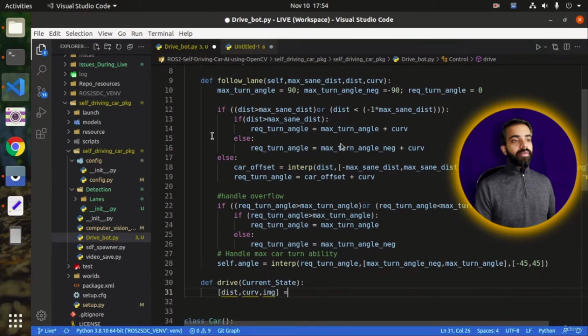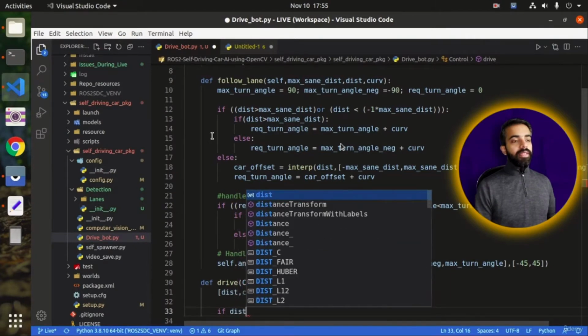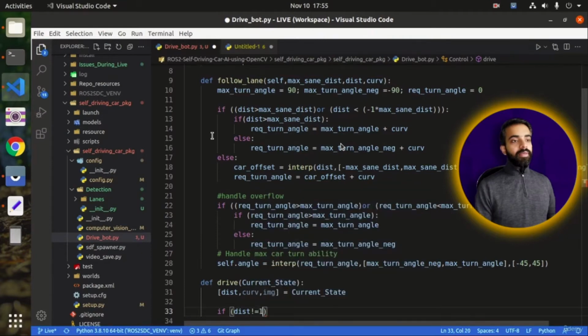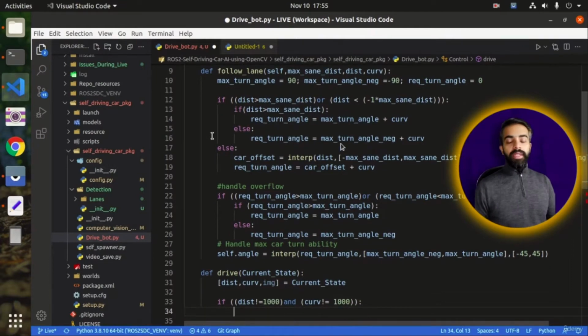So once we have this unpacked from the current state, we can move on to the next step. Once we have unpacked all the values that we might get from the main car class, we can check if the distance is the same value. So if the distance that we got from the previous stage is not equal to 1000, that was an unknown value, and curvature is not equal to 1000, this indicates that we have detected a lane, then we can call that particular function from the same class.